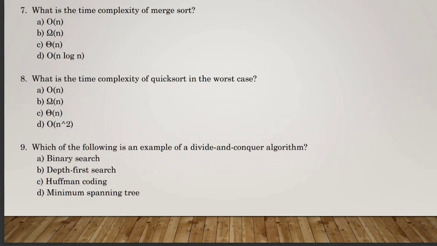Seventh, what is the time complexity of merge sort? The answer is D, order of n log n. Eighth, what is the time complexity of quick sort in the worst case? The answer is D, order of n to the power 2. Ninth, which of the following is an example of a divide and conquer algorithm? The answer is A, binary search.